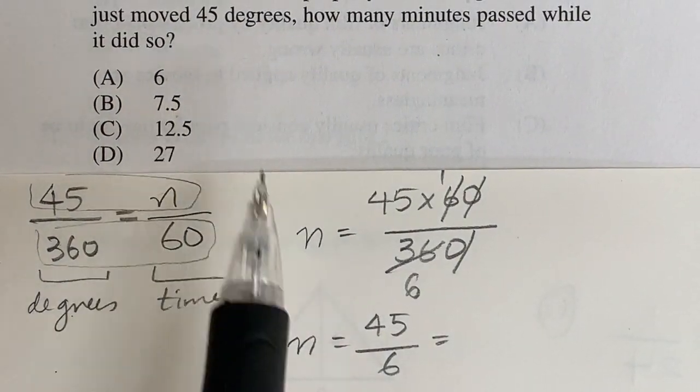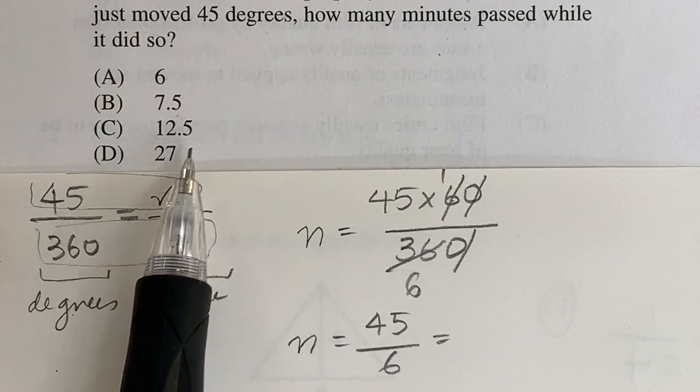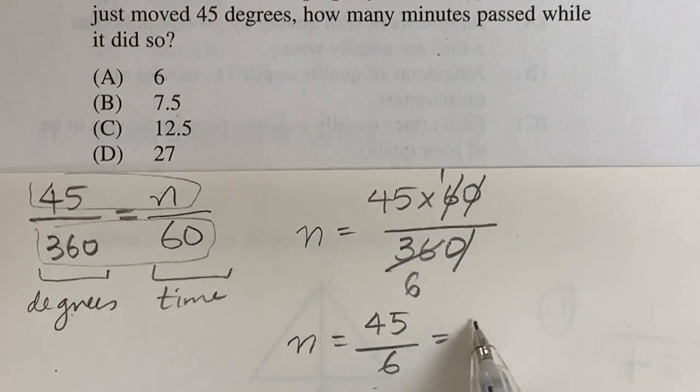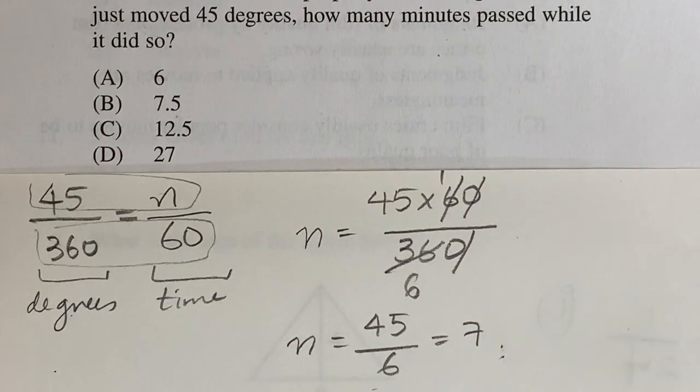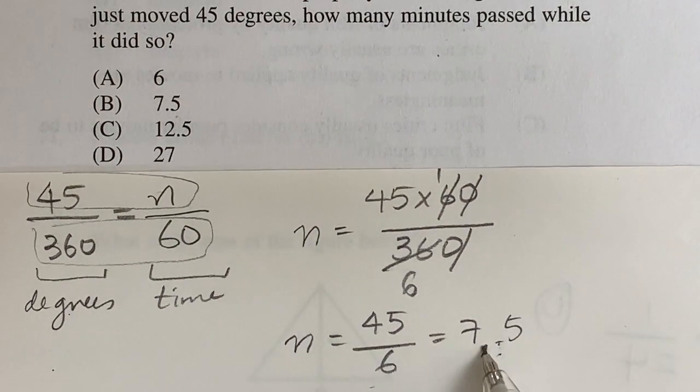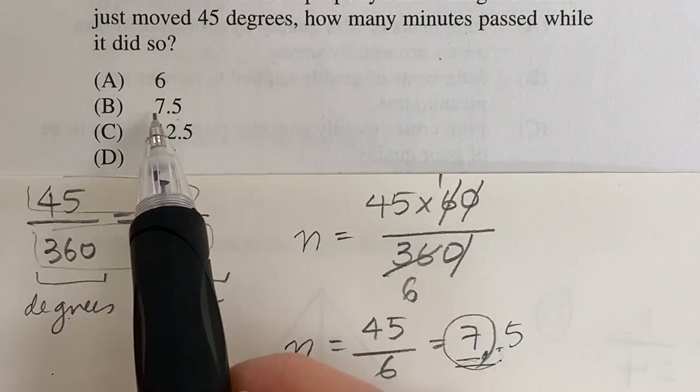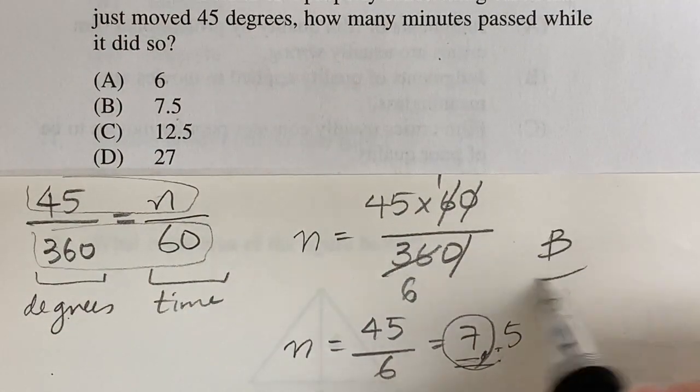I have 6, 7.5, 12.5, and 27. Well, I know that this is going to be around 7 point something. So 7 point maybe 5, something like that. I don't have to do all this calculation. The moment I see that it's going to be 7 something, I already know my answer will be B.